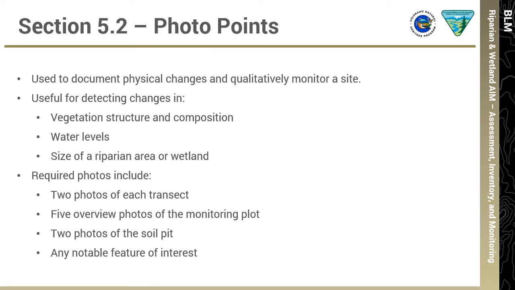Photo points are used to qualitatively monitor site changes over time, and multiple repeat photographs are used for detecting changes of a riparian area or wetland, including vegetation structure and composition, water levels, and the size or areal extent of a wetland or riparian area.